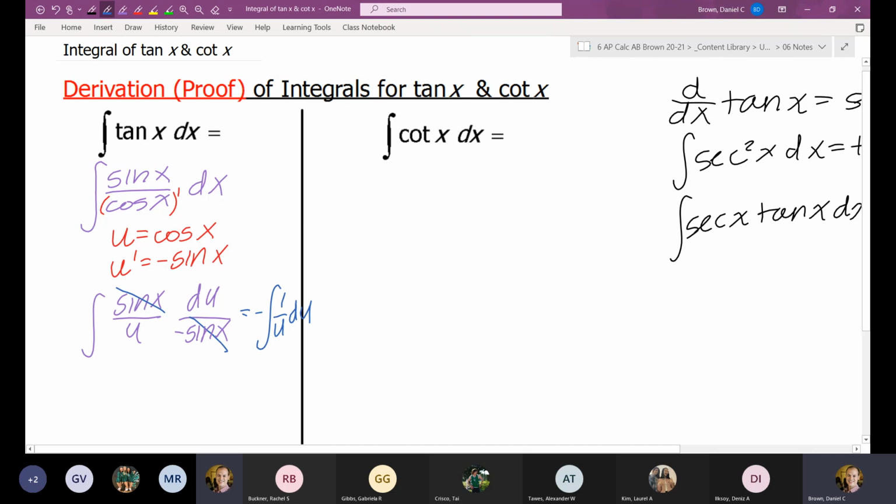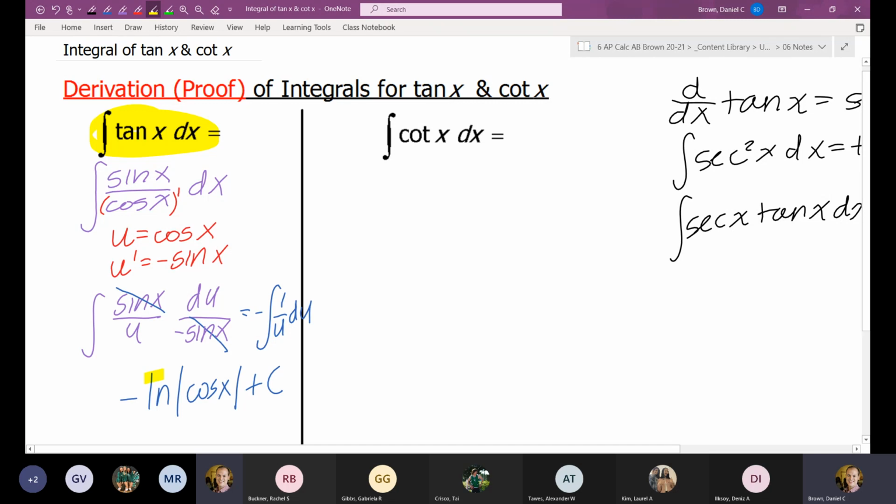What's the integral of 1 over u? We have that negative there. And then the integral of 1 over u is the natural log of the absolute value of u plus c. And then we said u was the cosine of x. So what is the integral of tangent? The integral of tangent is the negative natural log of the cosine of x.